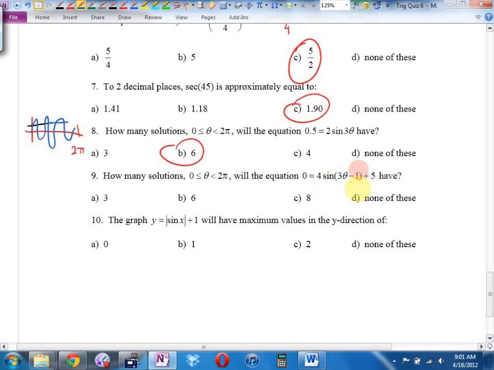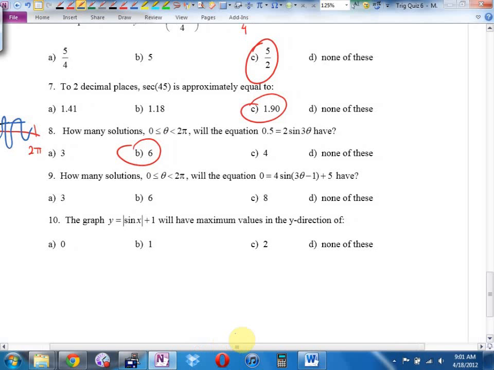I need to do a bit of algebra here, I think. Let's see. Let's do number 9 right here. If I get the sine by itself, I would minus the 5 from both sides. Yes, Andrew? And divide by 4.